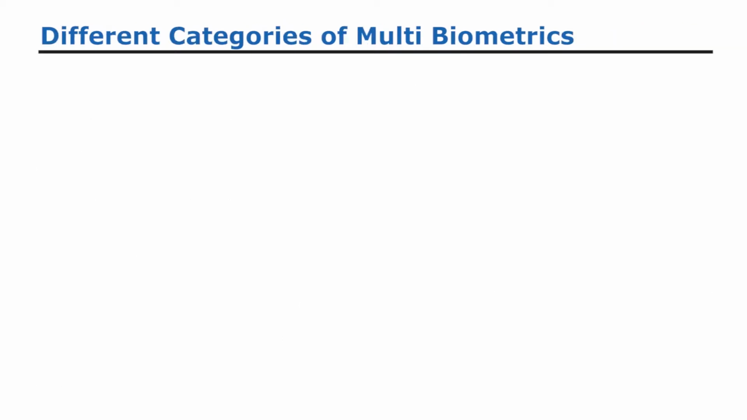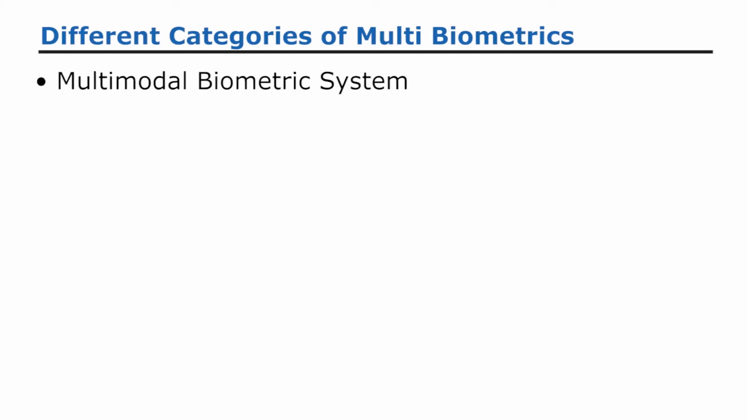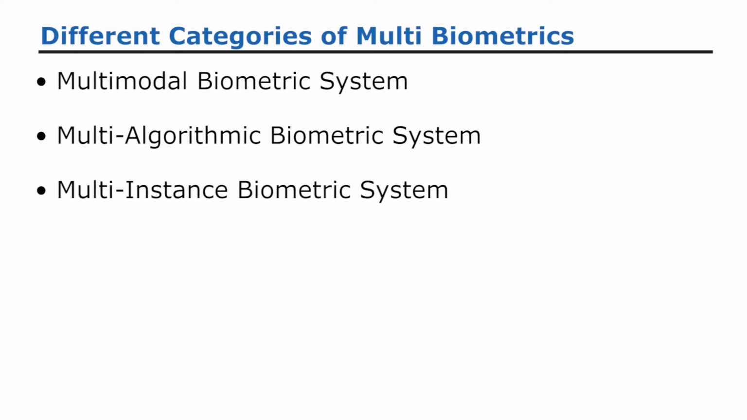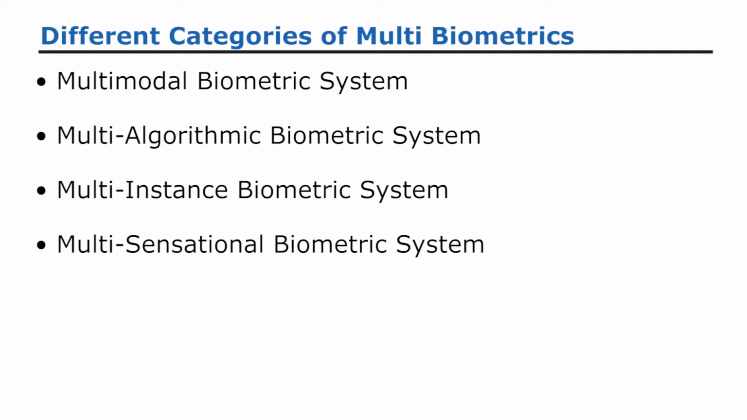Multi-biometrics can further be classified into 4 types because it is very vast. Therefore, it is classified under 4 categories. The first one is the multimodal biometric system. The second one is the multi-algorithmic biometric system. The third one, the multi-instance biometric system. And the fourth one is the multi-sensorial biometric system.